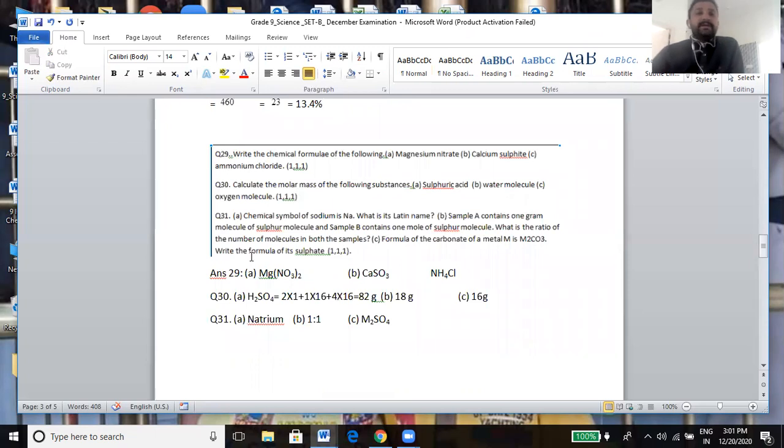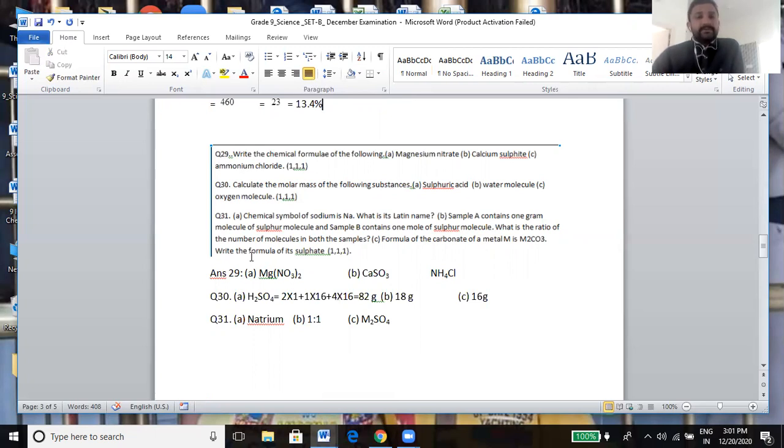Question number 29. Write the chemical formula of magnesium nitrate, that is MgNO3 twice, calcium sulfide CaSO3, ammonium chloride NH4Cl. Question number 30. Calculate the molar mass of sulfuric acid, that is H2SO4.